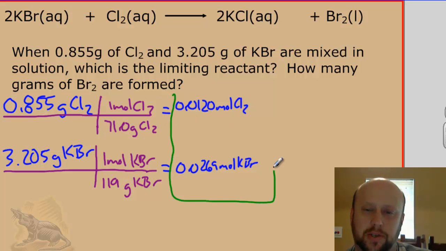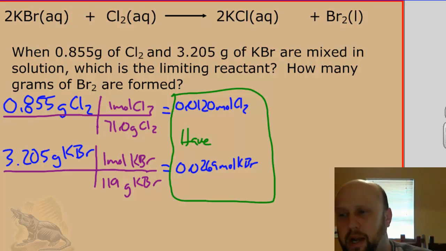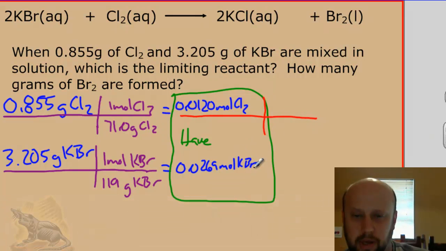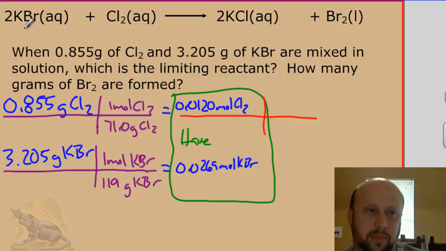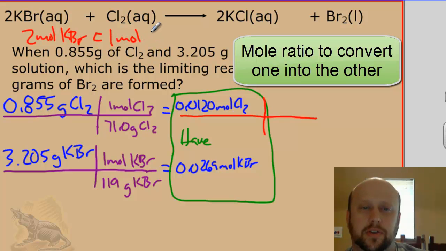Okay, and so remember what I said was when you get to the moles of each, I'm going to put a box around it. And I'm going to label this as have. Okay? Got to do that. Make your life a lot easier. Now, I'm going to take the top one, and I'm going to convert Cl2 into KBr. Okay? Always the next step, we're going to use the mole ratio. Now, my mole ratio here is 2 moles of KBr equals 1 mole of Cl2.